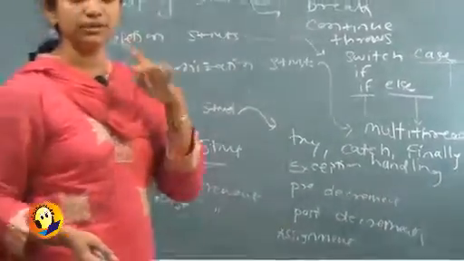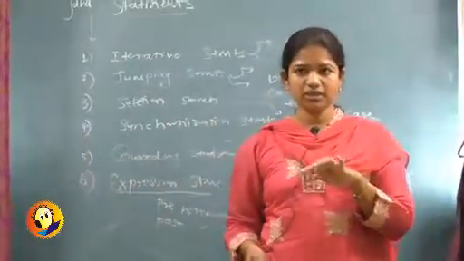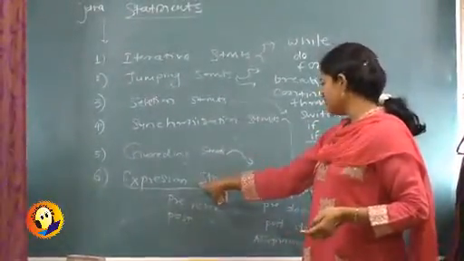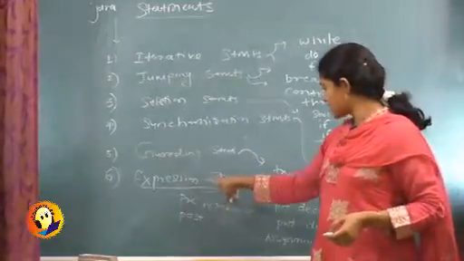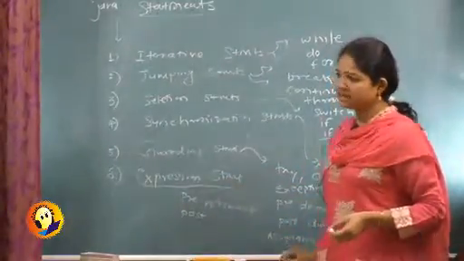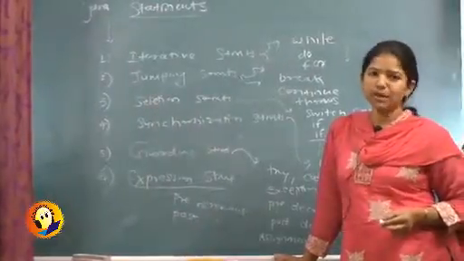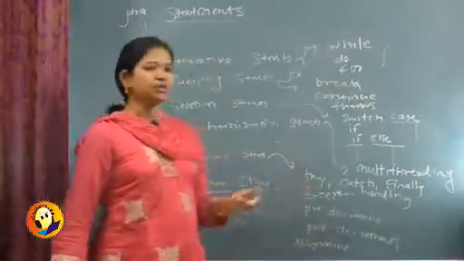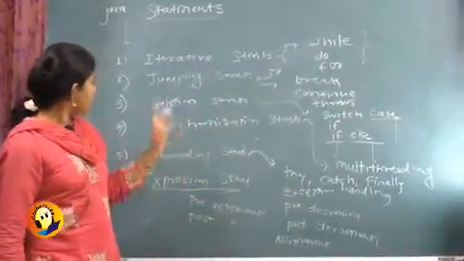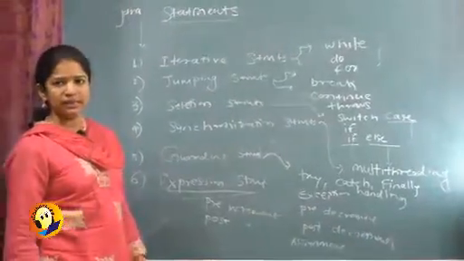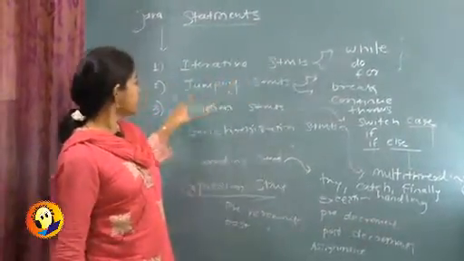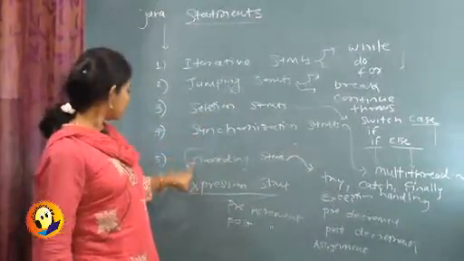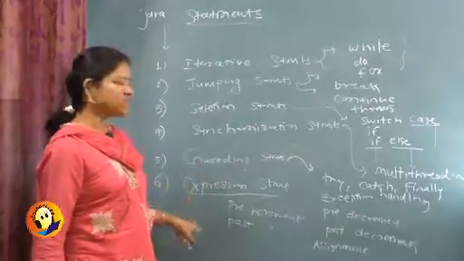If you deal with a pre-increment of a variable or a pre-decrement of the value of a variable, it comes under expression statements. So an expression statement mainly deals with pre-increment, post-increment, pre-decrement, post-decrement, assigning values to any variable or calling any method. So these are various types of statements available in Java. First one is iterative statement, second jumping statement, third selection statement, fourth synchronization statement, fifth guarding statement, sixth expression statement.